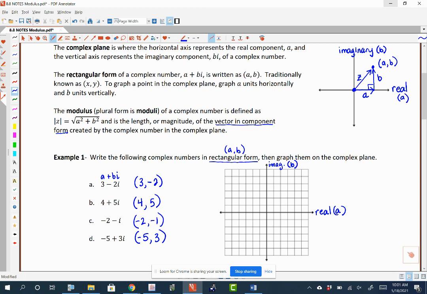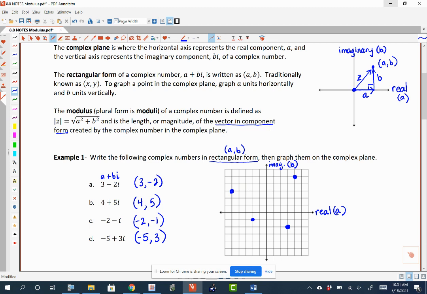So essentially, this is going to feel just like graphing anything else. Starting at the origin, I'm going to do problem A. I'm going to go 3 units on the real axis and down 2 units on the imaginary. Done. 4, 5. 4 units on the real axis, 5 on the imaginary. -2, -1, and -5, +3.